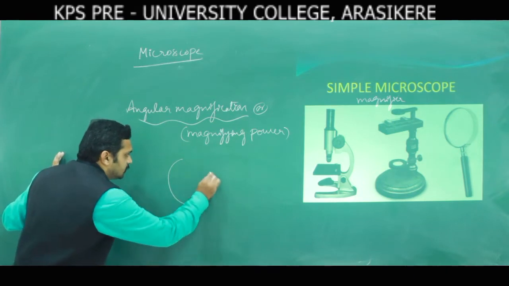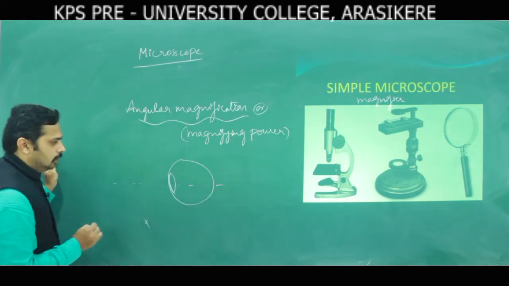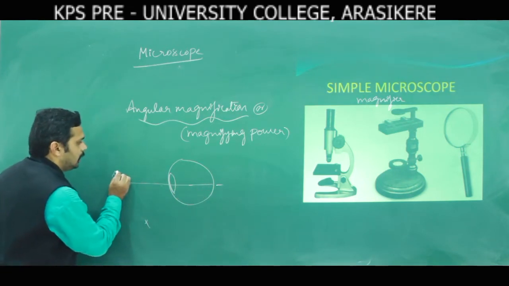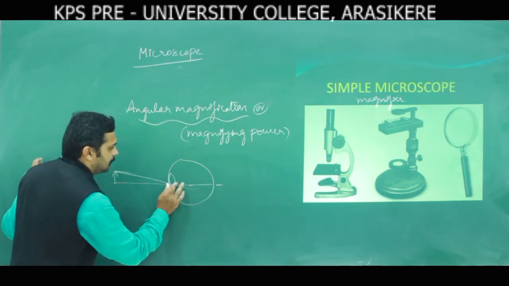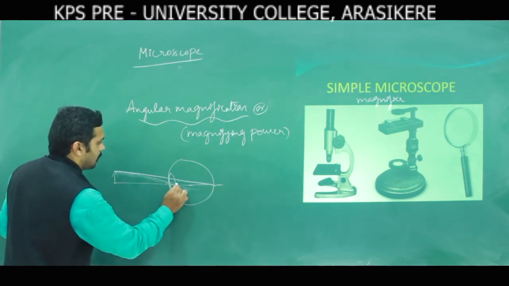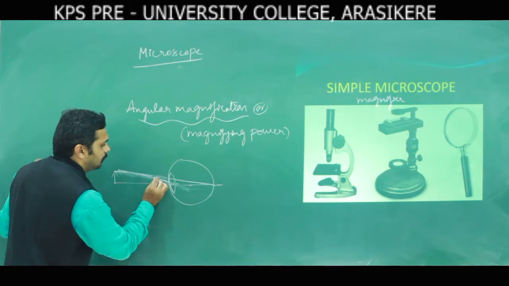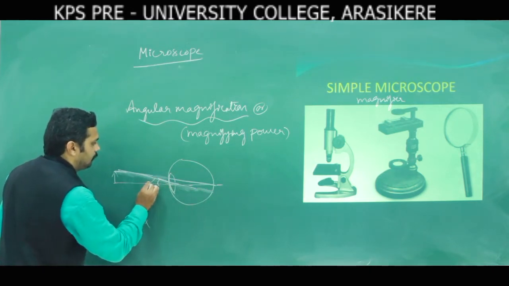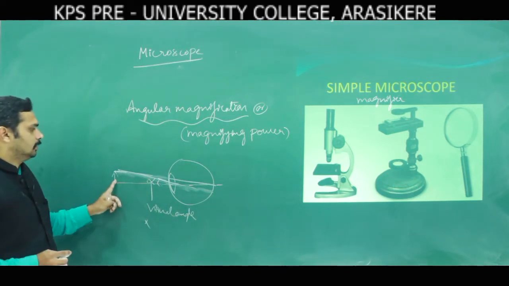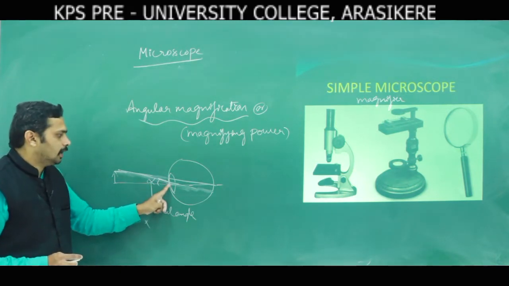Imagine yourself, this is the eye, this is the eye lens. Suppose this is the object. Now from the object, these are all the light rays. From the object, this is the angle we formed. This is called visual angle. What is visual angle? The angle subtended at the eye by the object.